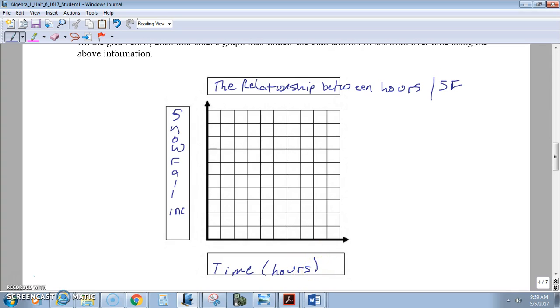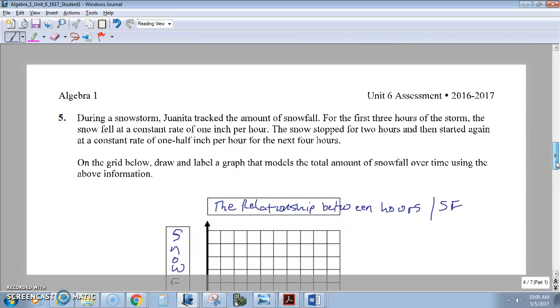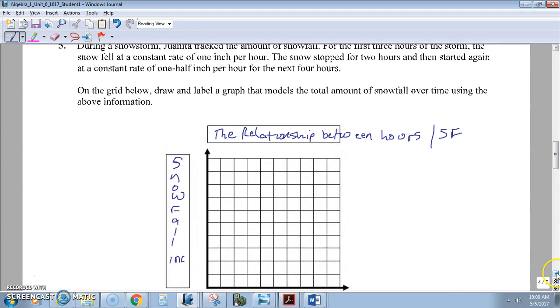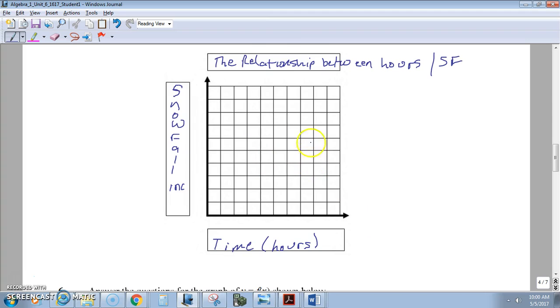Okay, and it says for the first 3 hours, let me read it again. For the first 3 hours, it fell at a constant rate of 1 inch per hour. So my slope is 1 inch per hour. So for the first 3 hours, 1, 2, 3, it fell at a constant rate of 1 inch per hour. Okay, up 1 over 1, right?